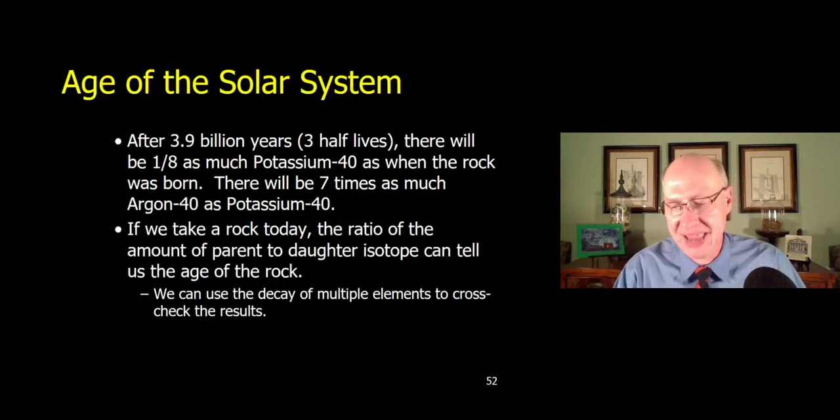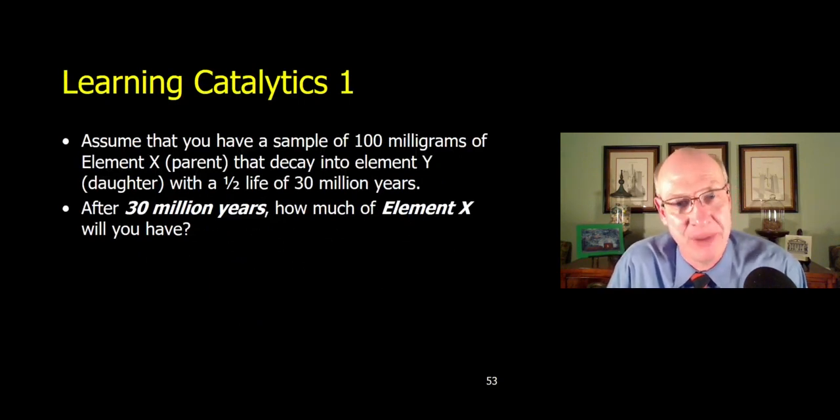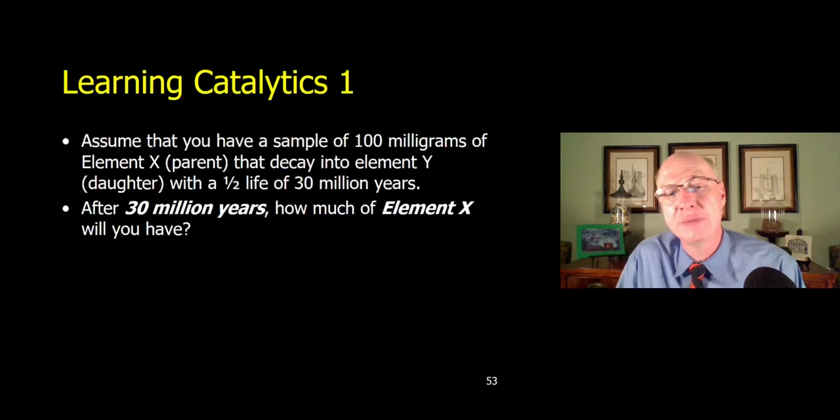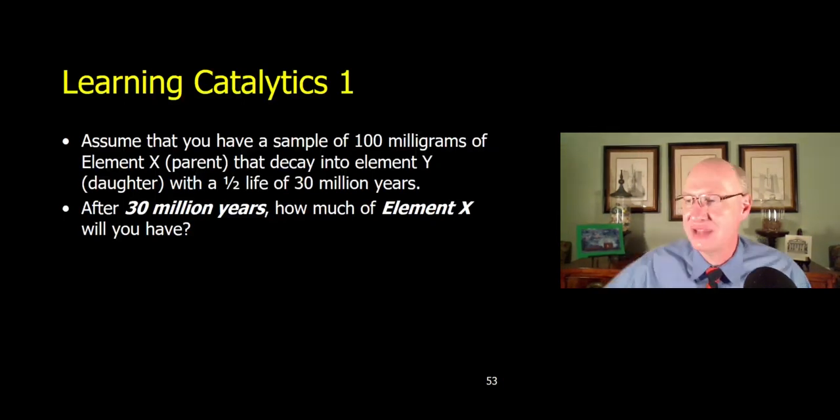So let's do some Learning Catalytics examples. Let's do the first one. Assume that you have a sample of 100 milligrams of element X, which is the parent, that decays into element Y, the daughter, with a half-life of 30 million years. After 30 million years, how much of element X do you have? So we start with 100 milligrams of element X. 30 million years go by. How much of element X do you have after 30 million years? So go to Learning Catalytics and answer that question.